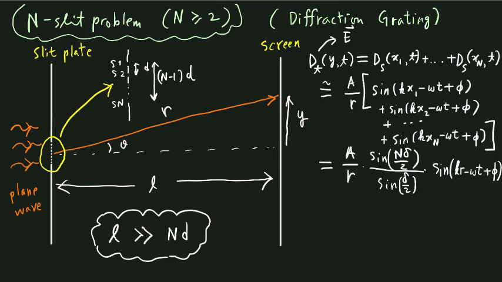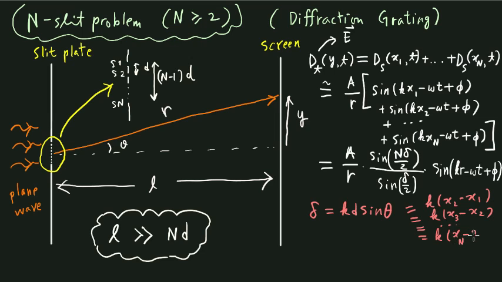And what is delta? Let's write down this delta. I cannot emphasize enough what is delta. Delta is kd sine theta. So in the context of the n-slit problem, you can understand this as k(x2 minus x1), which is also equal to k(x3 minus x2), going all the way to k(xn minus xn minus 1).